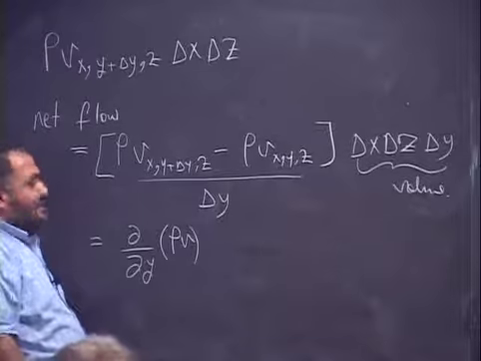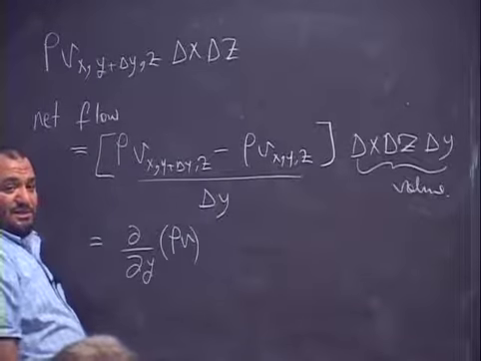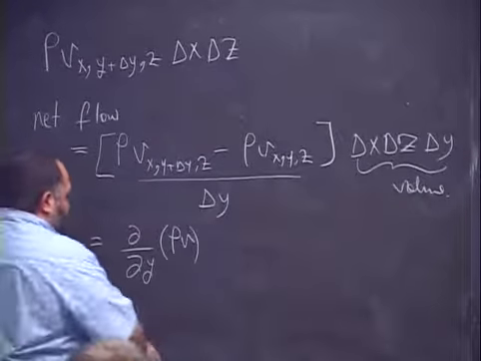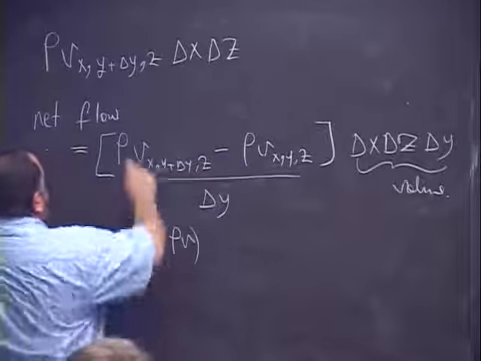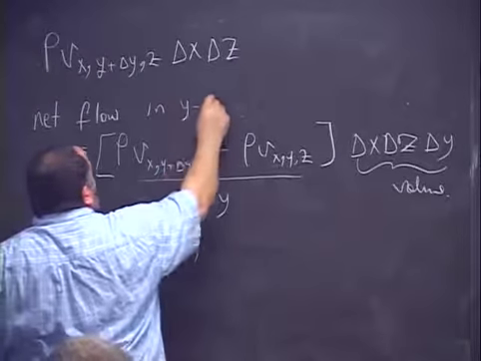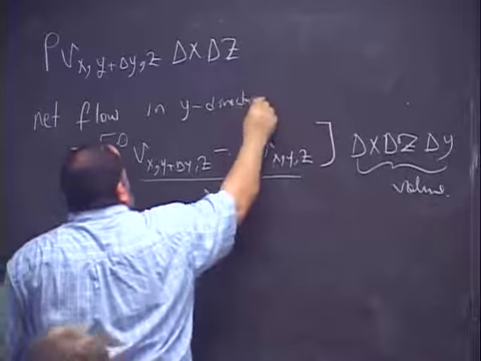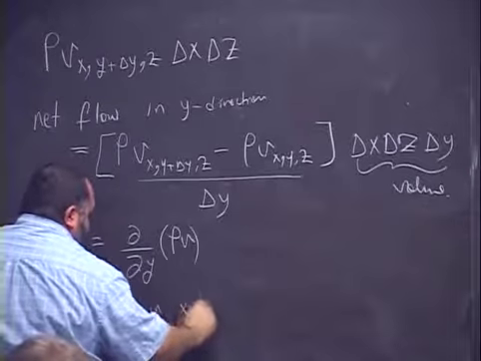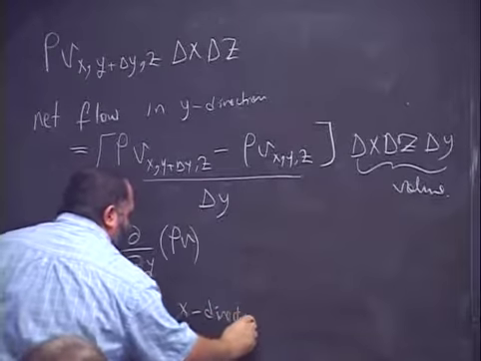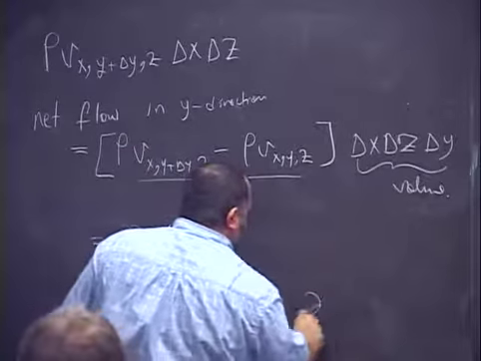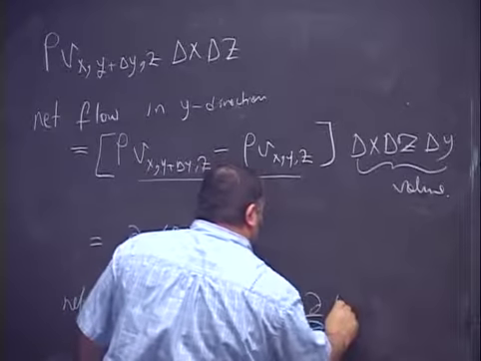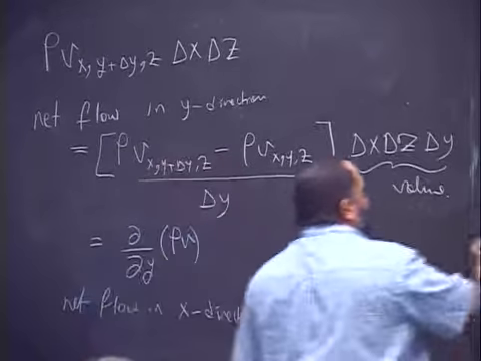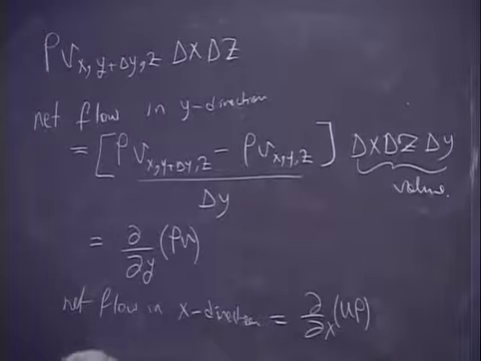Yes, guys? So if you will do this with the x direction, and if you do this in the z direction, you will obtain what? Net flow in the y direction. And net flow in the x direction will be similar to this: d by dx of what? What's the velocity in x? U multiplied by rho. And what's the net velocity in the z direction? Omega.